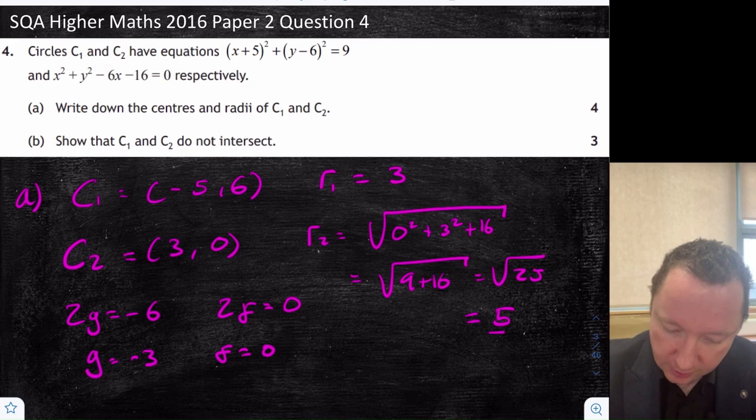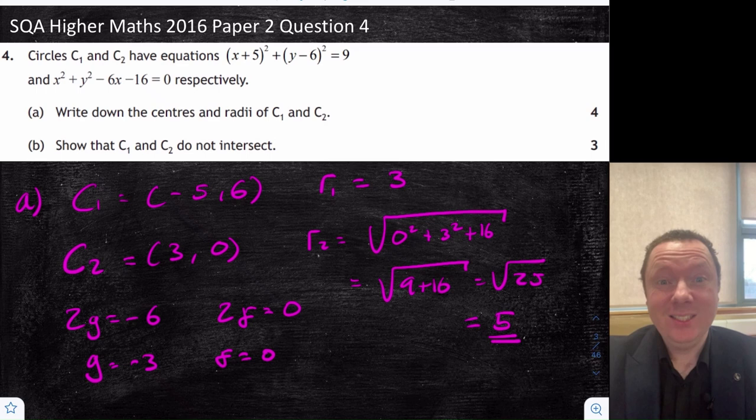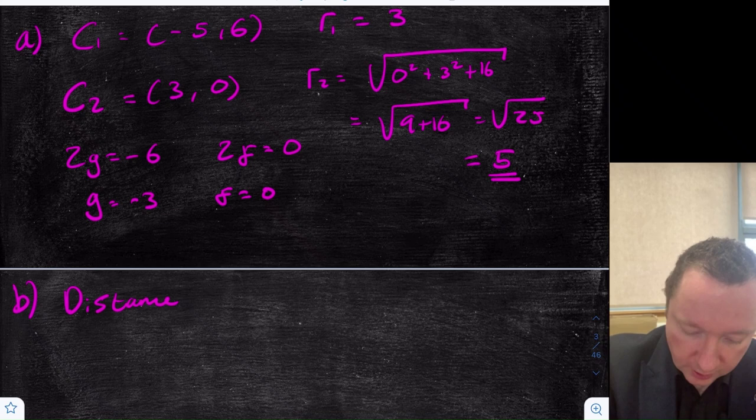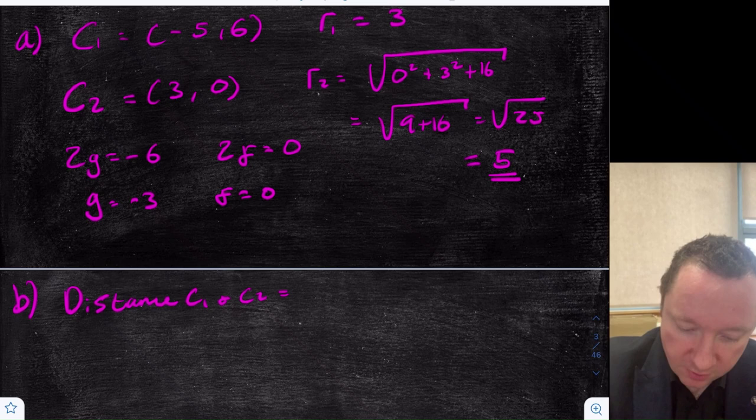Part B says, show that C1 and C2 do not intersect. Well, if we can work out the distance between the two centres and then work out the sum of the two radii, if the two radii add up to less than the distance between the centres, then they don't intersect. So our distance between C1 and C2, well, that's just Pythagoras, so it's minus 5 minus 3 squared.